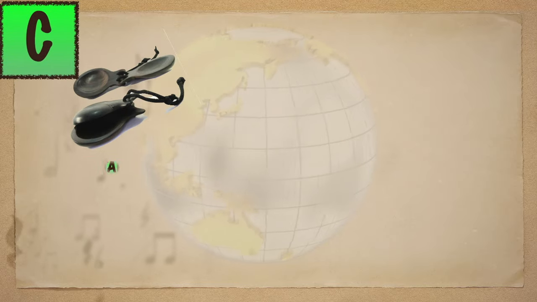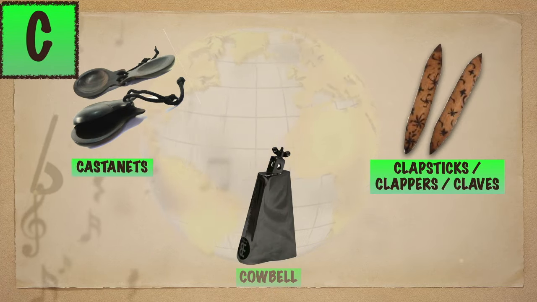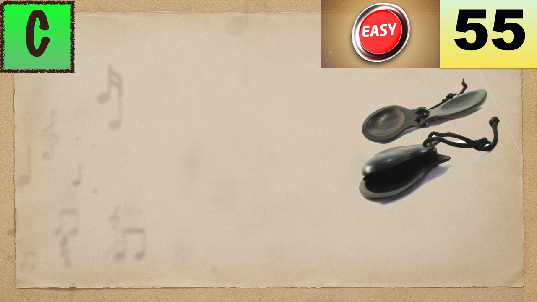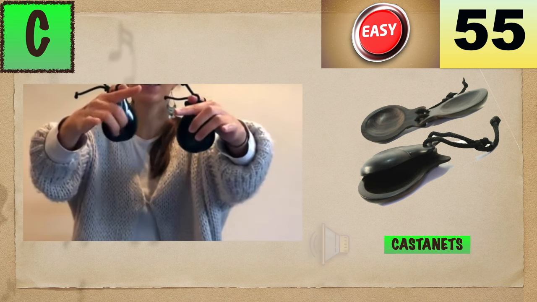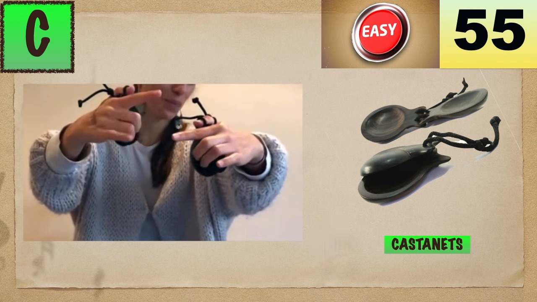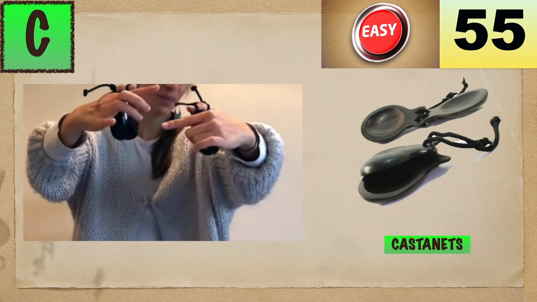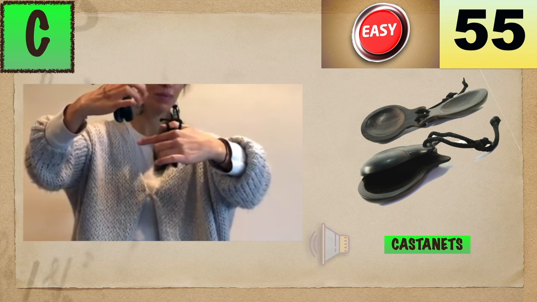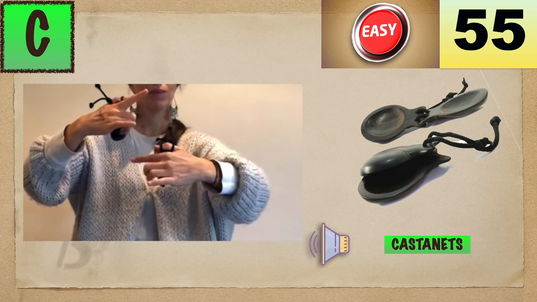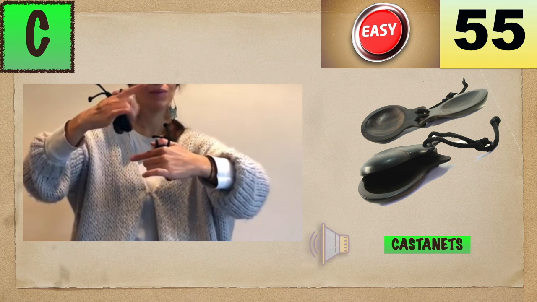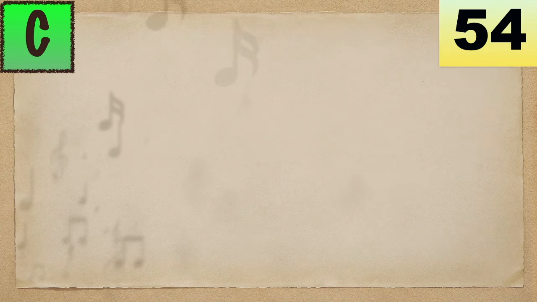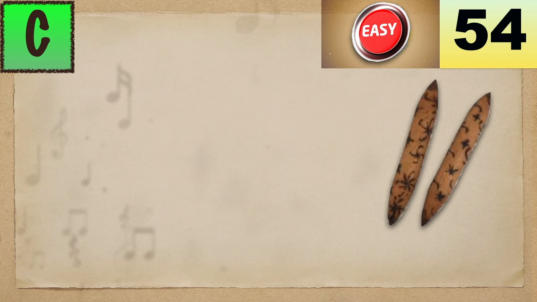The C musical instruments. Castanets. Clapsticks, clappers, or claves.